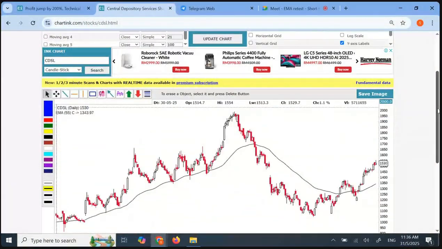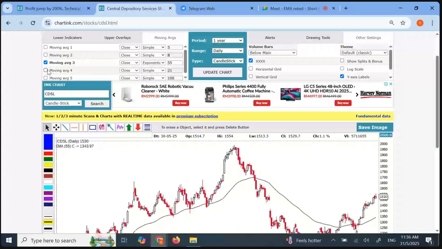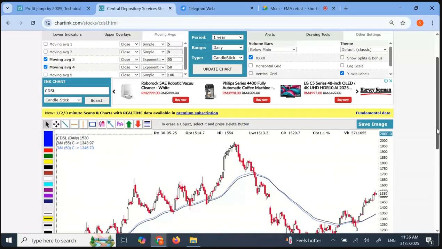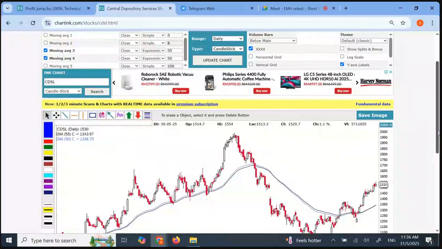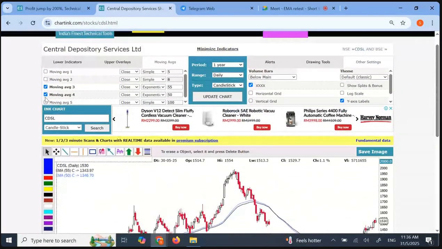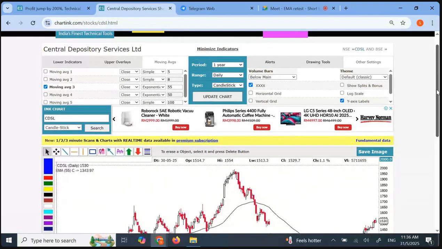But it's almost close. If you really want to understand the difference between the 50-day moving average and the 55-day moving average, it's almost the same. It doesn't differ much, very slightly, hardly 1%, half a percent. But we are not trying to replicate the 50-day moving average. We'll stick to the 55-day moving average, which happens to be a Fibonacci number.